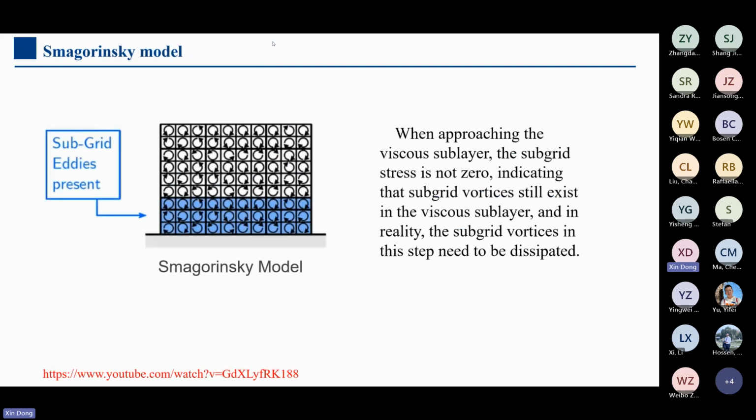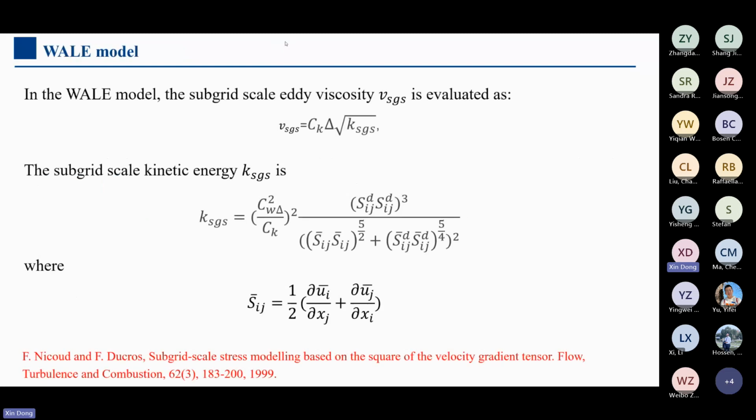But the Smagorinsky model also has some problems. When we approach the viscous sublayer, the subgrid stress is not zero, indicating that subgrid velocity still exists in the viscous sublayer, while in reality the subgrid motion in this sublayer should be dissipated. So the WALE model was built.